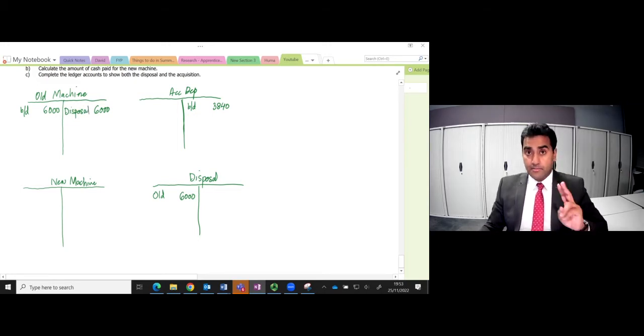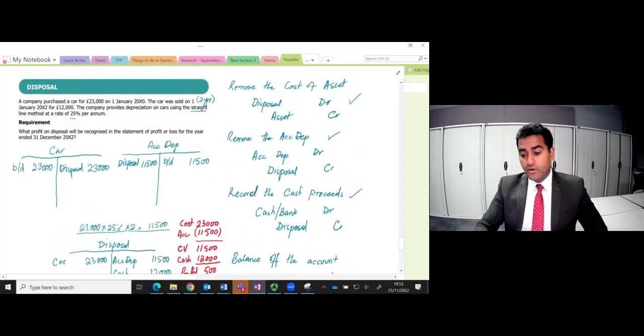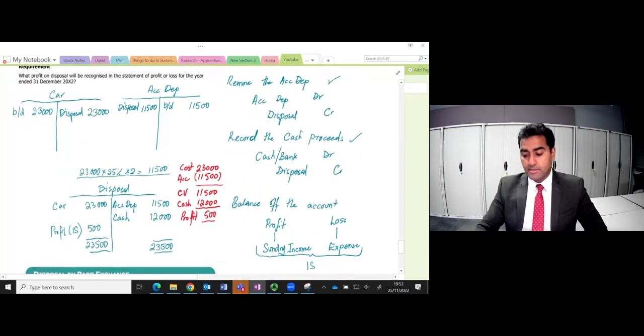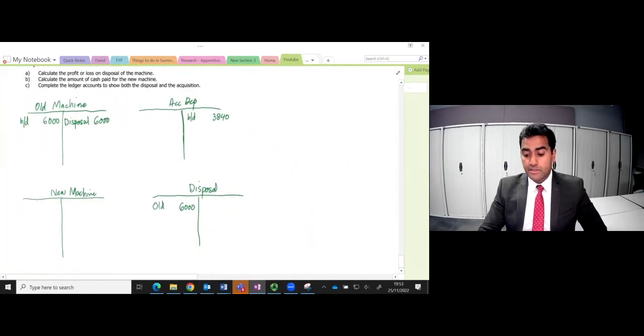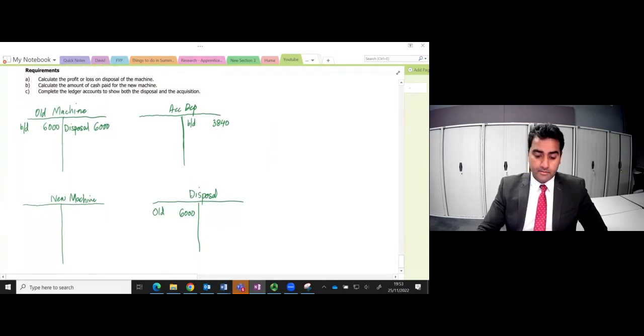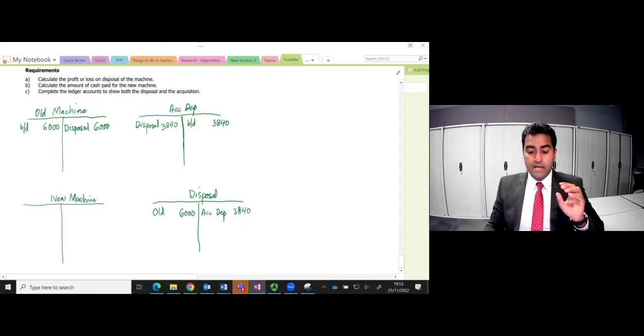Then I'm going to step number 2. I'm just following these double entries which I have recorded already. Step number 2, or entry number 2, is to remove the accumulated depreciation related to the old machine. So my double entry will be accumulated depreciation account debit, and accumulated depreciation £3,840. So now you can see that accumulated depreciation account is debit, disposal account is credit.